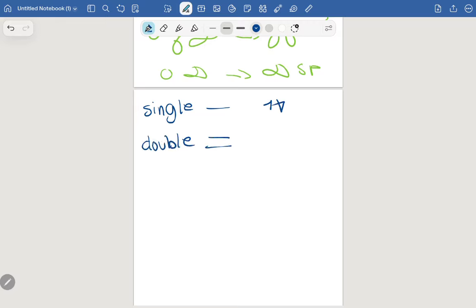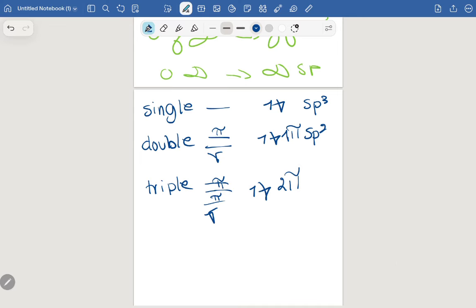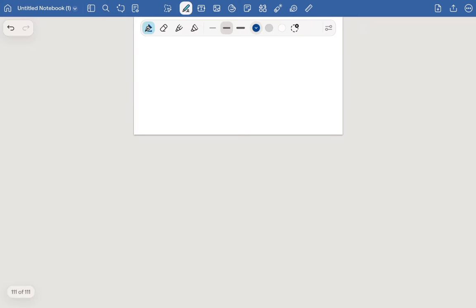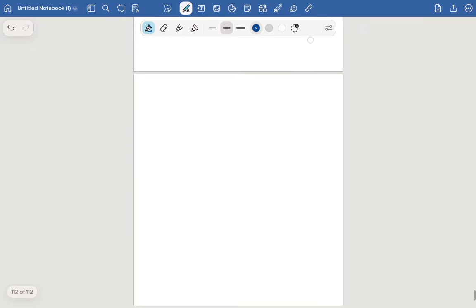A double bond, which looks like this, has a sigma and a pi bond. So it's one sigma and one pi bond, and it's sp2 hybridized. Then finally, a triple bond, which looks like this, is sigma, pi, pi. So it's one sigma, two pi, and it's sp hybridized. So just like that, we finished the third type of bonding, which is covalent bonding.